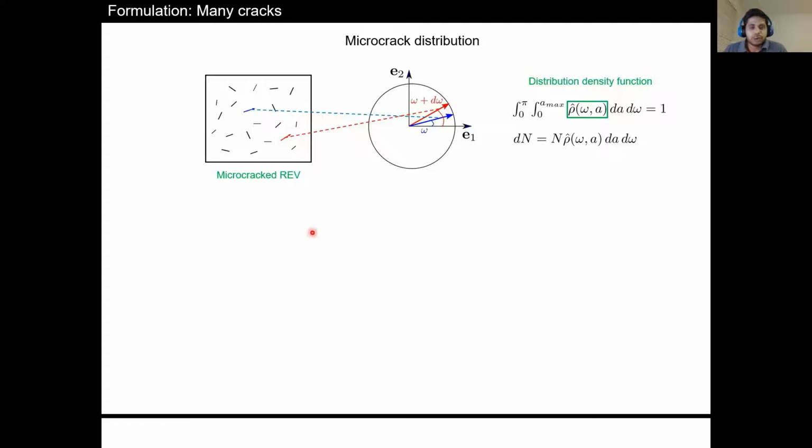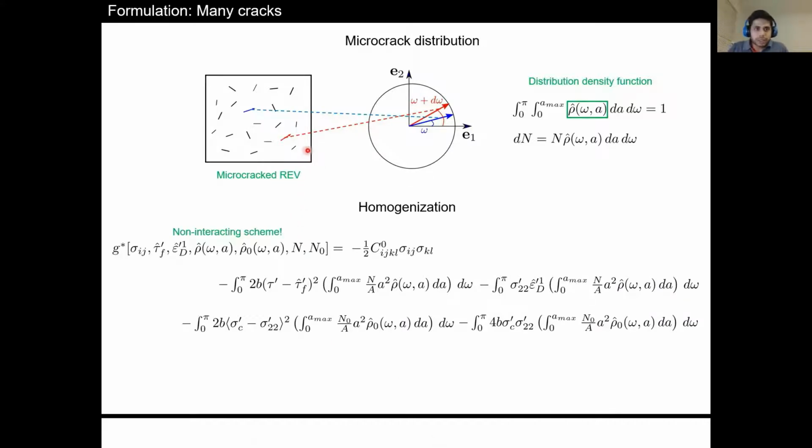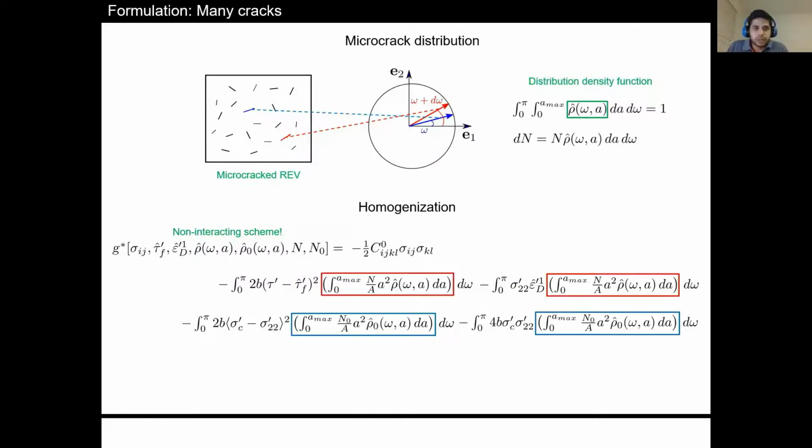Using this, we can compute the Gibbs free energy of the REV with many microcracks through the non-interacting homogenization scheme. In this scheme, all the cracks are assumed to not interact with each other, so that the total contribution from all the cracks can be computed by adding up the contribution of each crack. In case of a continuous microcrack distribution, this becomes an integration. As we can see here, each term contributed by the microcracks has two integrals. The inner integral collects all the effects from all the sizes of the microcracks in a given direction omega, and the outer integral collects all such effects for all the directions.